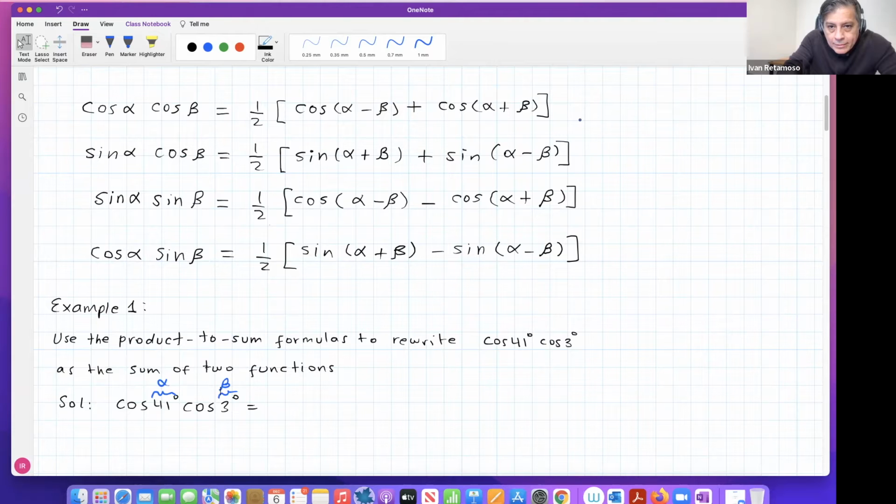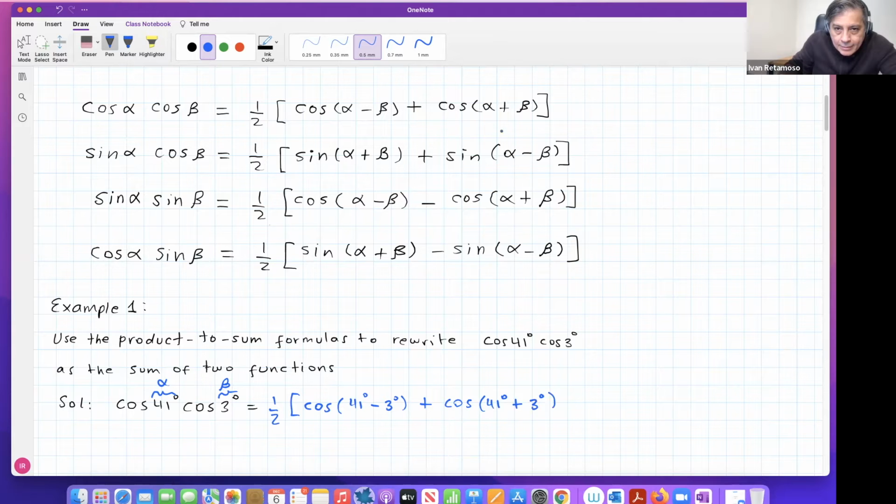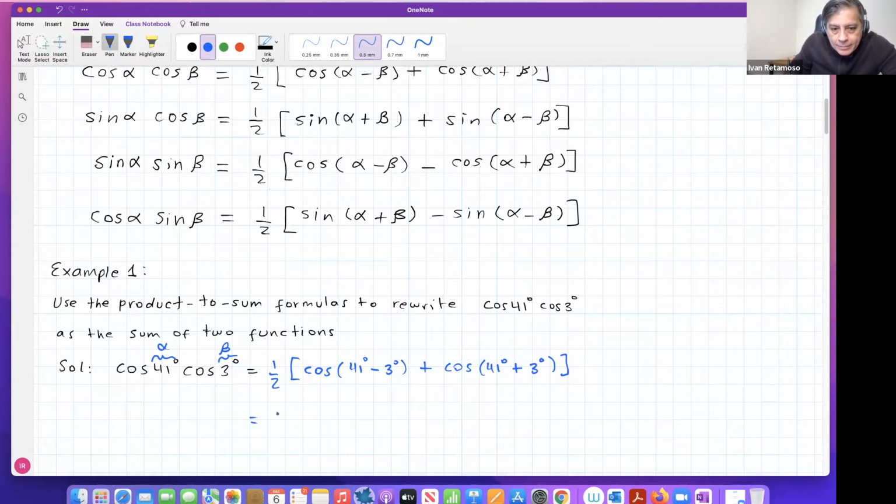Let's use the first formula. You have to use these formulas accordingly. So that will be equal to 1/2 of cosine of alpha minus beta, where alpha is 41 degrees minus beta 3 degrees, plus cosine of 41 degrees plus 3 degrees, the sum of alpha and beta. And now we just have to simplify this. This will be 1/2 of cosine of 41 degrees minus 3 degrees, which is 38 degrees.